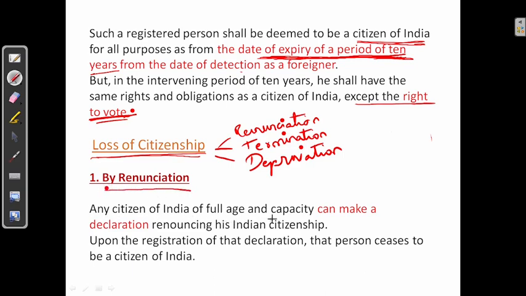Any citizen of India of full age and capacity can make a declaration renouncing his citizenship. Upon the registration of that declaration, that person ceases to be the citizen of India. So any person can make a declaration renouncing the Indian citizenship. If he once renounces Indian citizenship, he ceases to be the citizen of India.